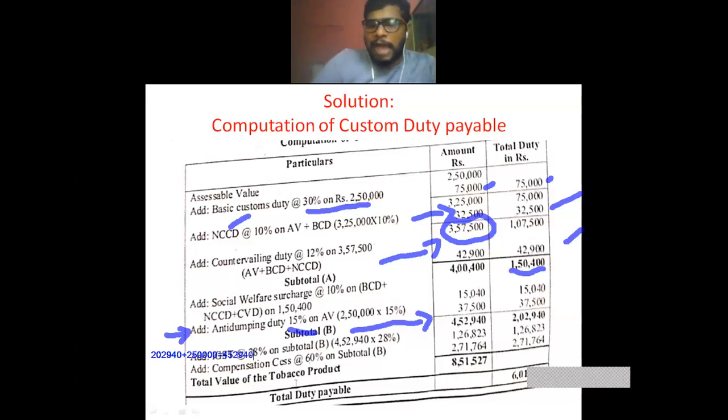So the total value of the imported product, that is tobacco product, is 8,51,527, including assessable value. But total duty payable is how much? This amount, 6,01,527. Ultimately, how much we have to pay to the government? The importer has to pay to the government this amount, 6,01,527, as an import duty or custom duty to the central government. This is problem number 3.